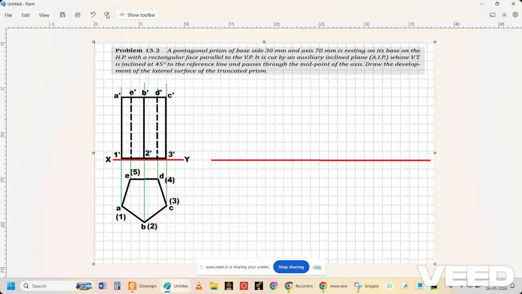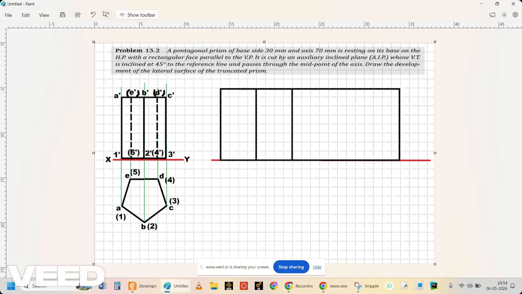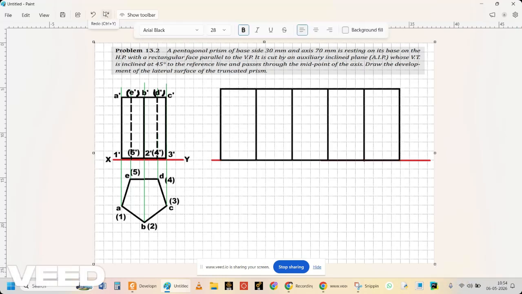I have marked all the notations of A, B, C, D, E in the top as well as 1, 2, 3, 4, 5 in the bottom. Now if that pentagonal prism is developed, totally how many sides will we get? 5 rectangular surfaces, because it's a pentagon. Each side is 30 mm, so totally 150 mm, we have to get a rectangle. 150 mm by height 70 mm. So I am marking all those 5 surfaces.